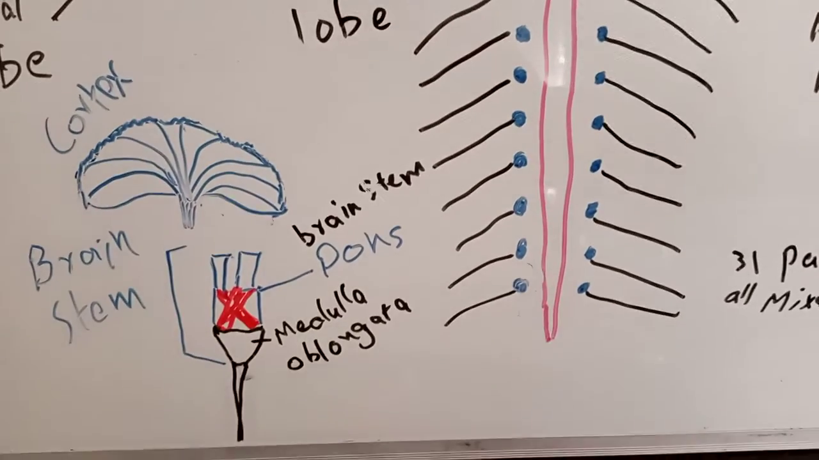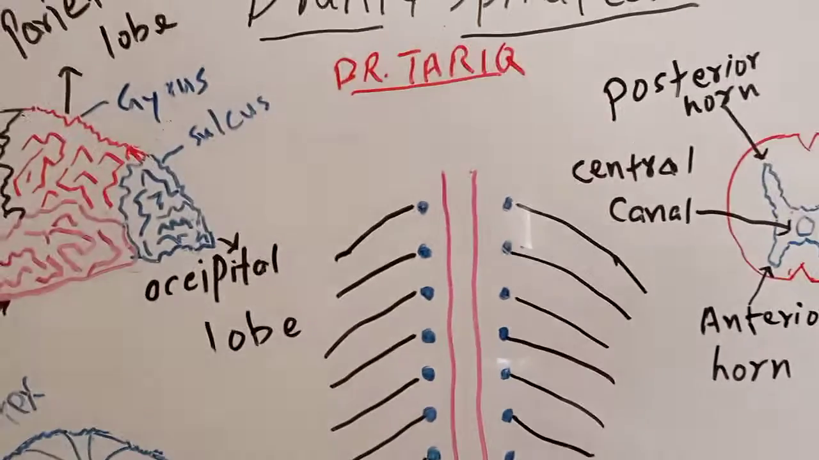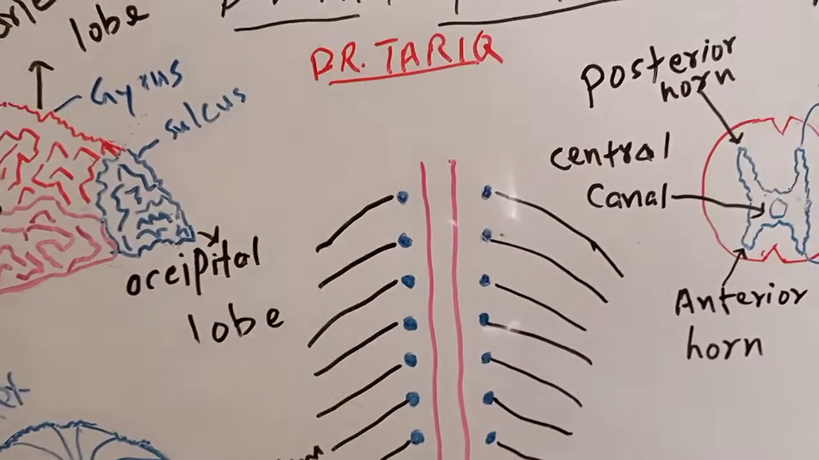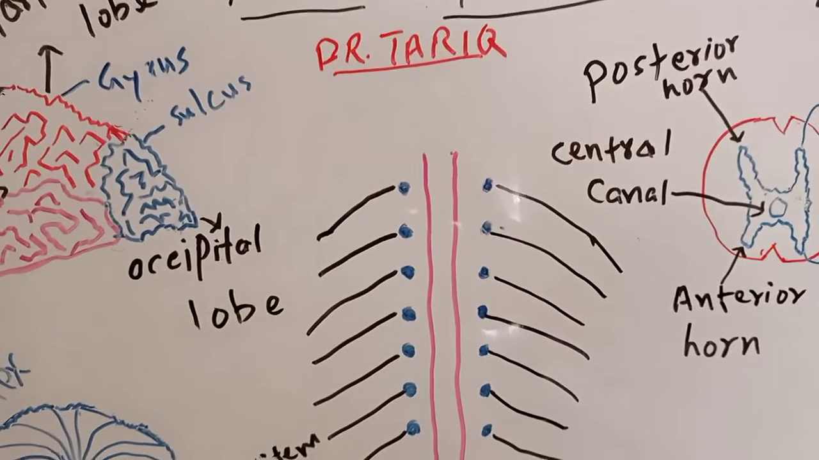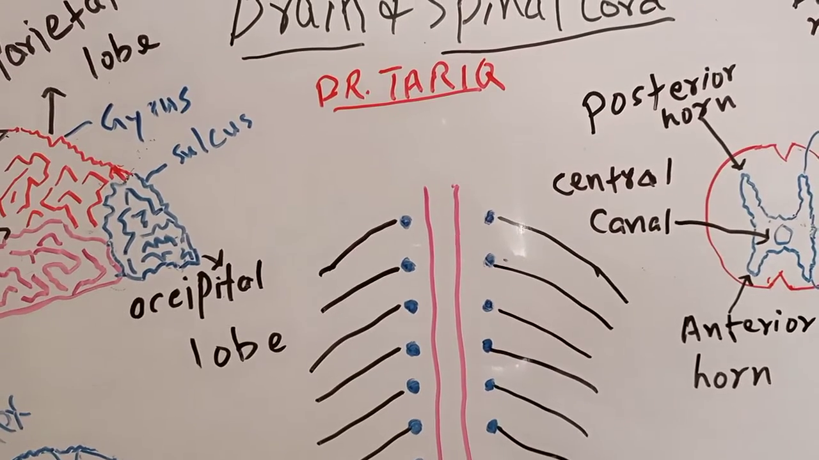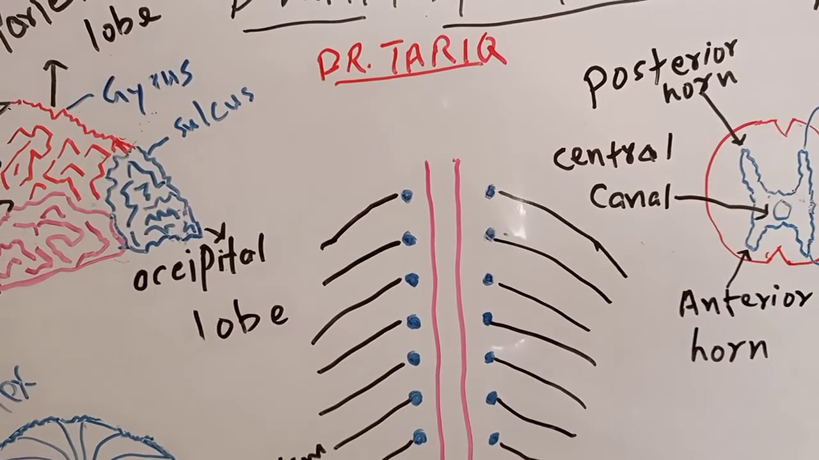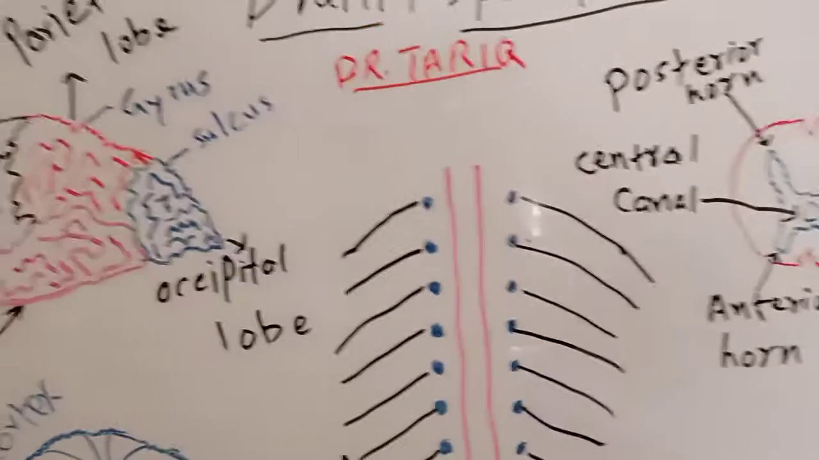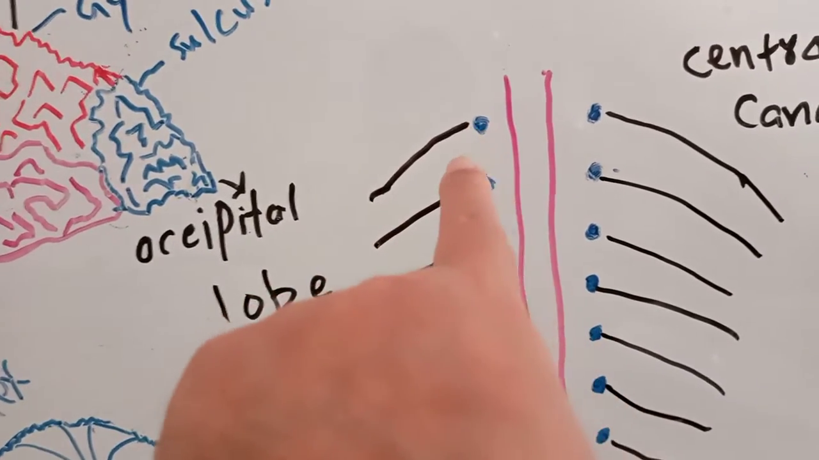This brain then continues down as the spinal cord, and spinal cord is lying in the vertebral column. It is like 18 or 19 inches long, and between the two vertebral bones comes out a nerve which supplies to different part of the body. So this is spinal cord, and this is the ganglion. What is ganglion?